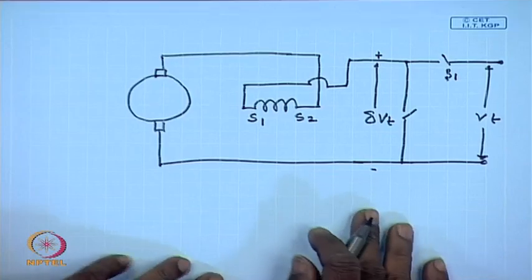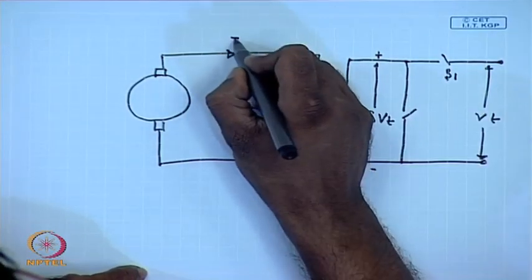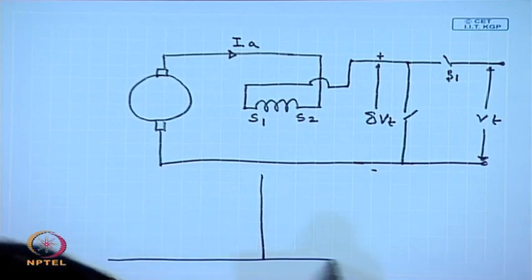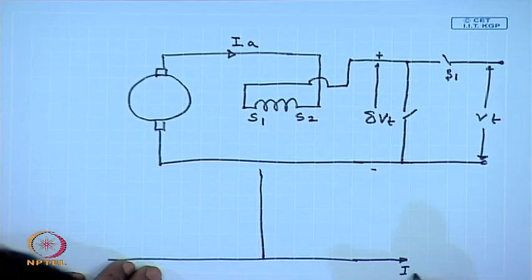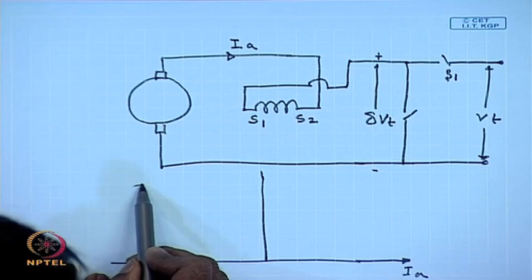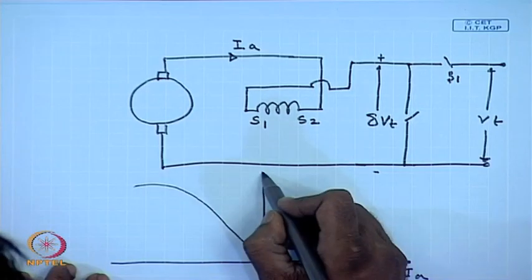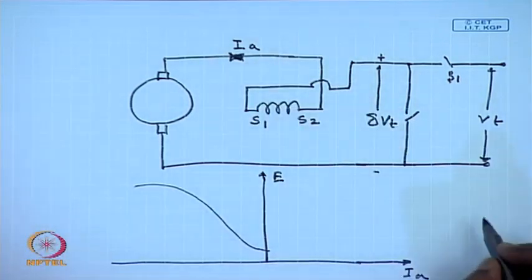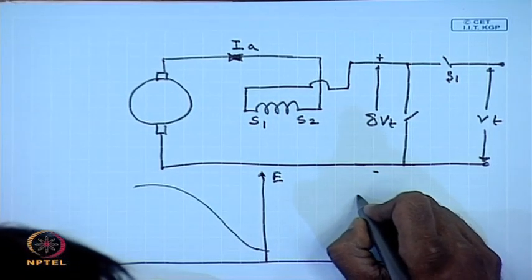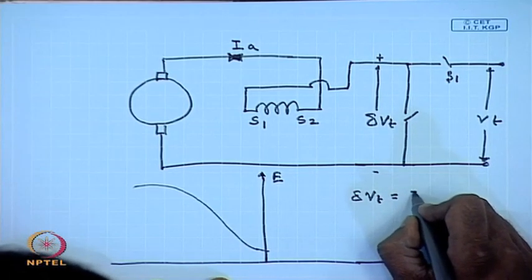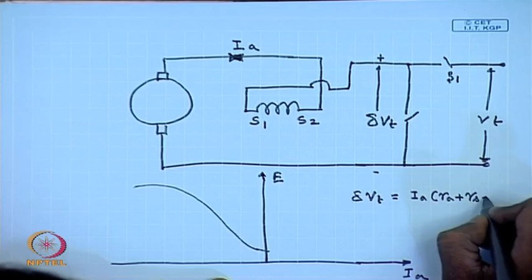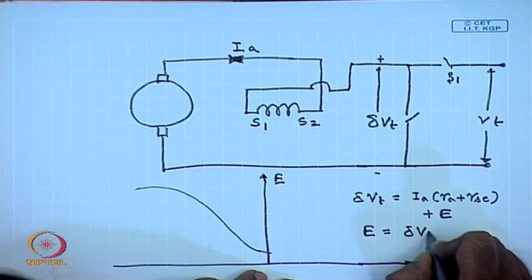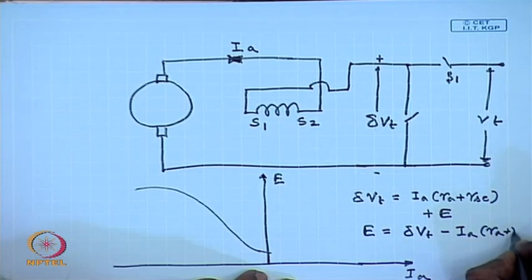Now, since we have reversed the field winding, for negative current the generated E will be positive. With the chopper, assume positive current direction to be this, we can write delta V t equal to I A into (R A plus R A C) plus E, or E equal to delta V t minus I A (R A plus R A C).